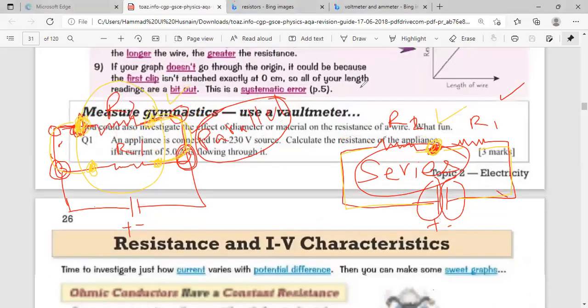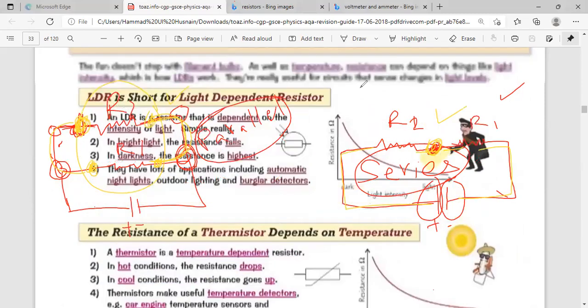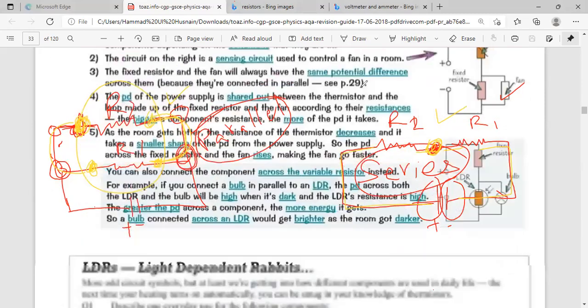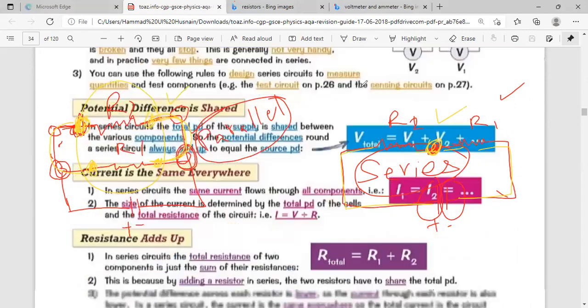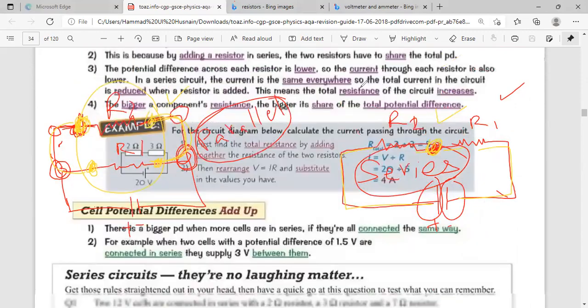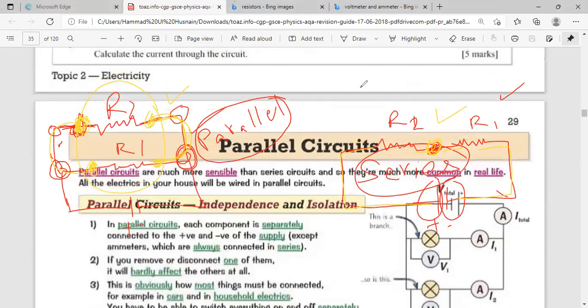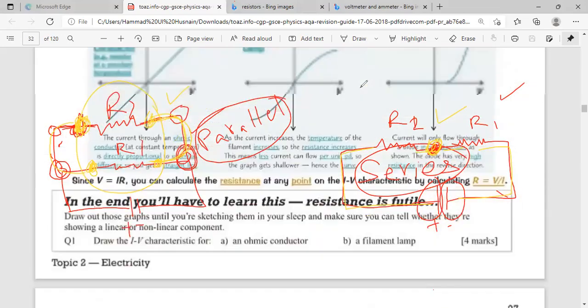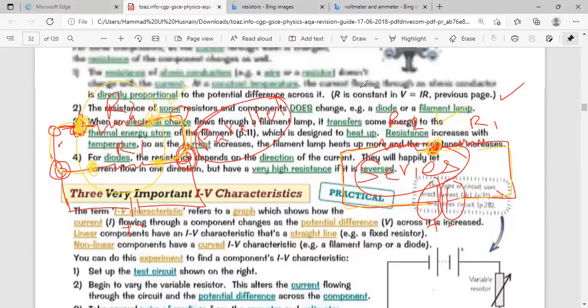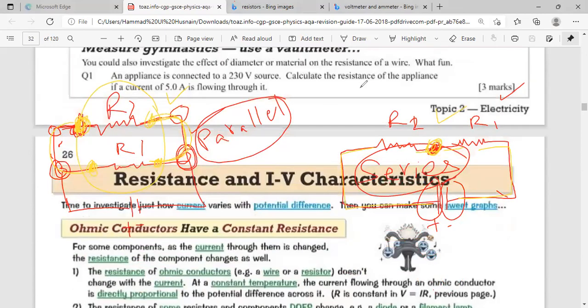You can see here, this is given in detail, the series circuits and the parallel circuits. We will discuss these formulas over here. But till now, what you need to understand is what is meant by series combination and what is meant by parallel combination.